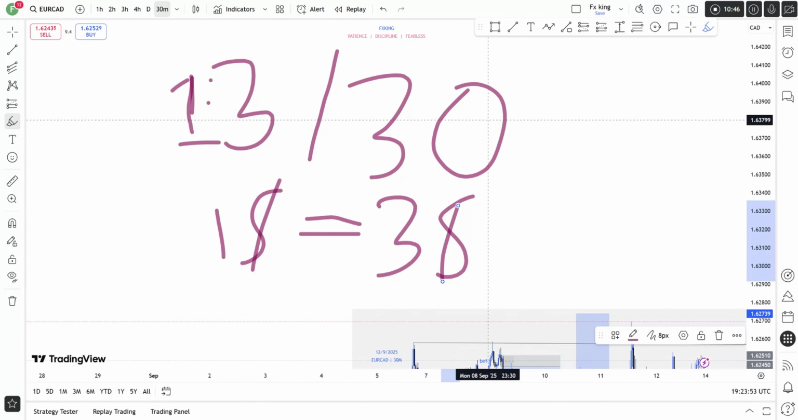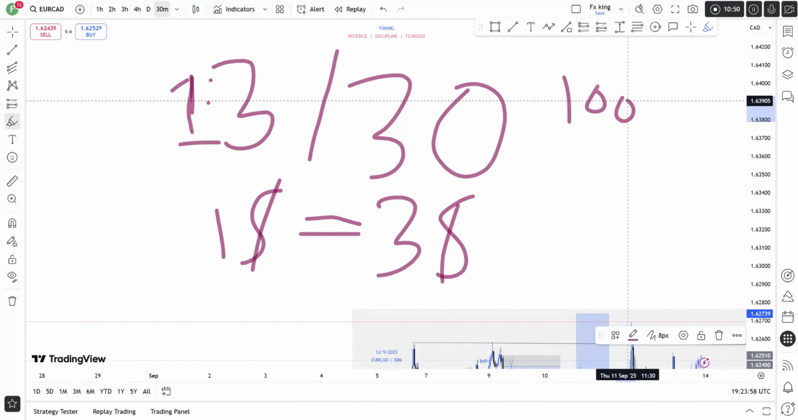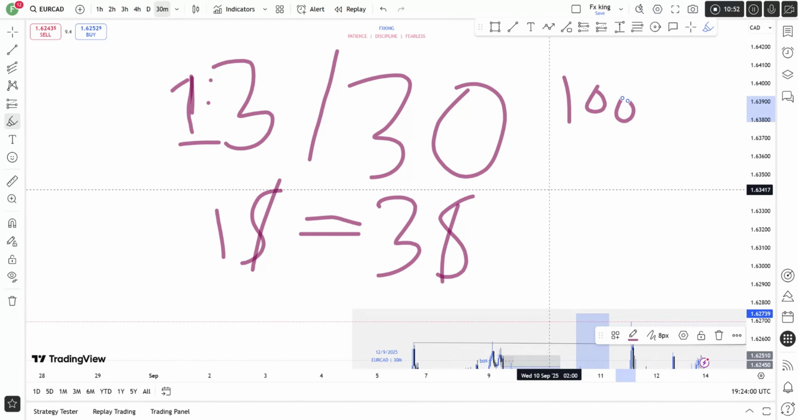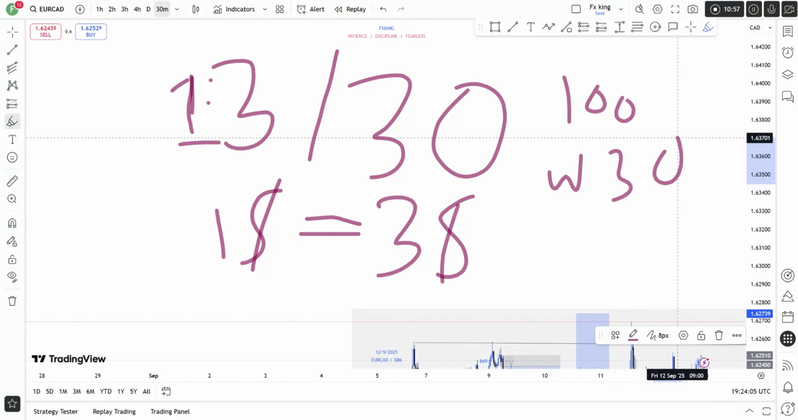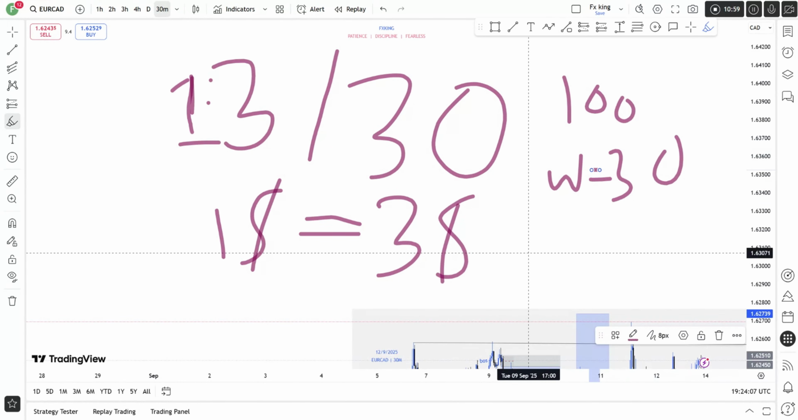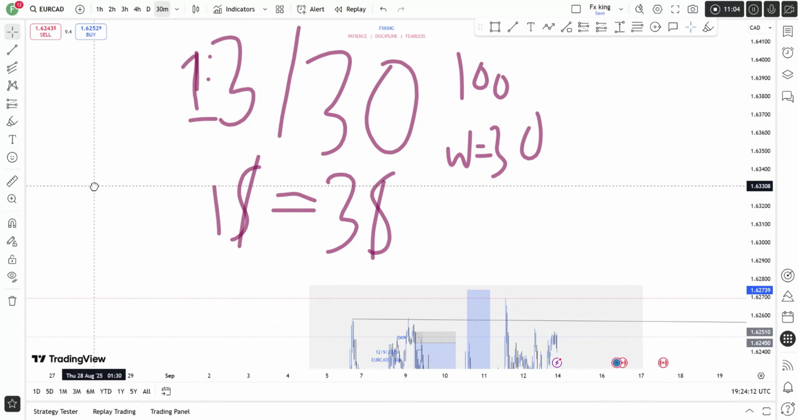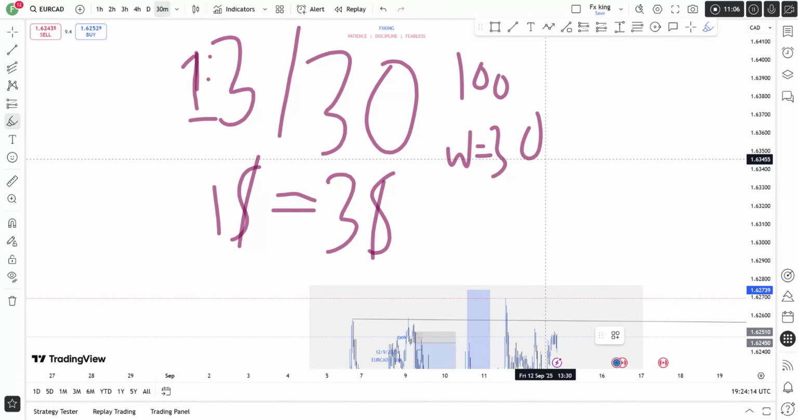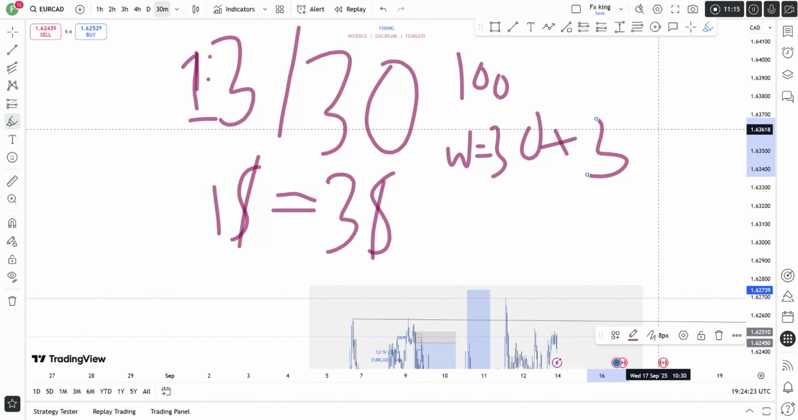So it means that if you take 100 trades, you win 30. If you take 100 trades, you win 30 trades. That will be equal to $3 times 30, which will be equal to $90.